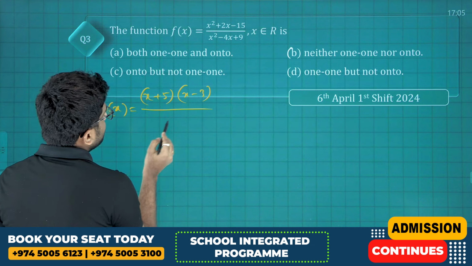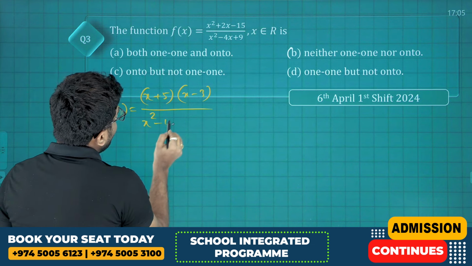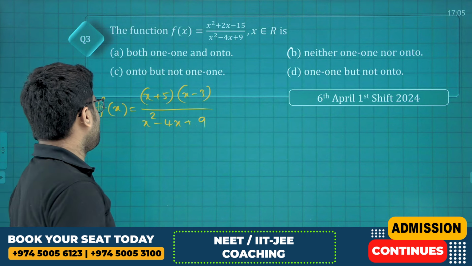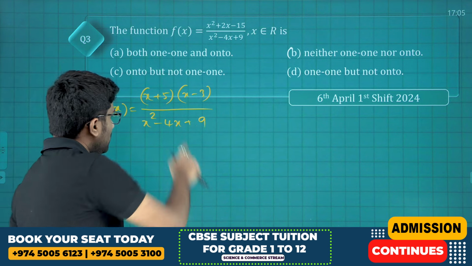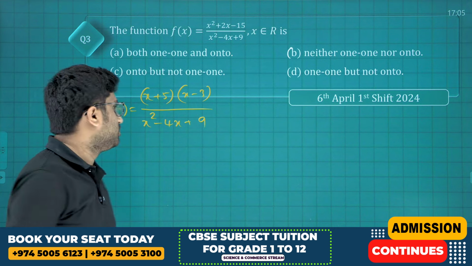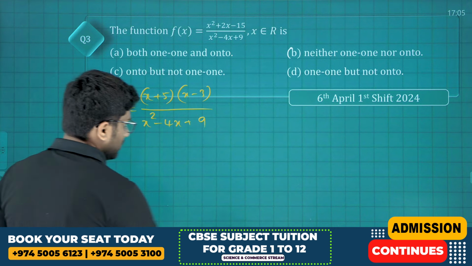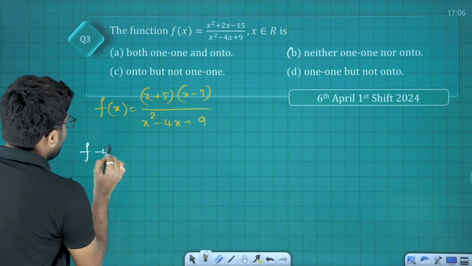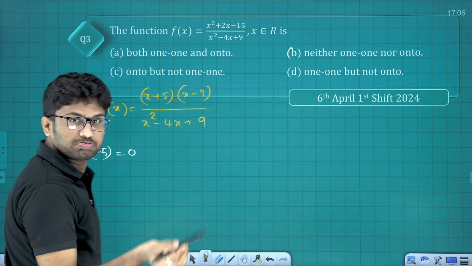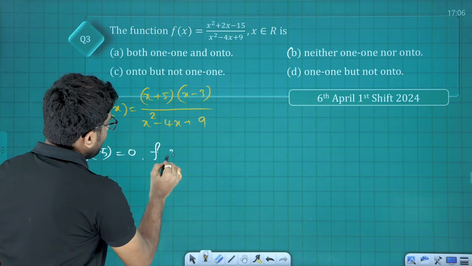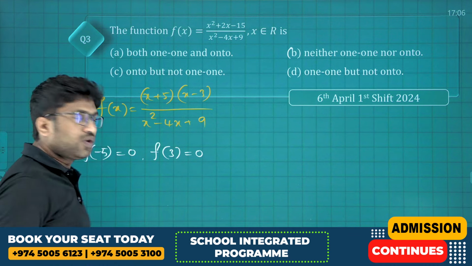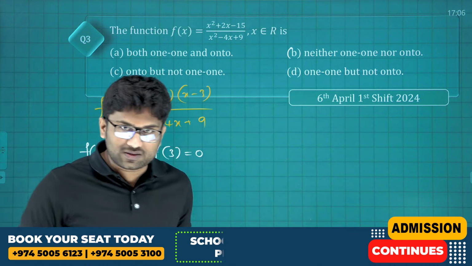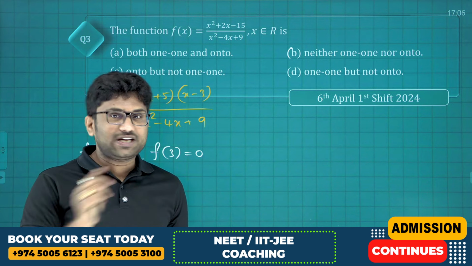Divided by x square minus 4x plus 9, divided by x square plus 4x minus 9. Can we factorize the denominator? No. Now see friends, clearly what is f of minus 5? 0. What is f of 3? Also 0. So for both minus 5 and 3 we have the same image, hence it is not one-one. Clear? Hence it is not one-one.